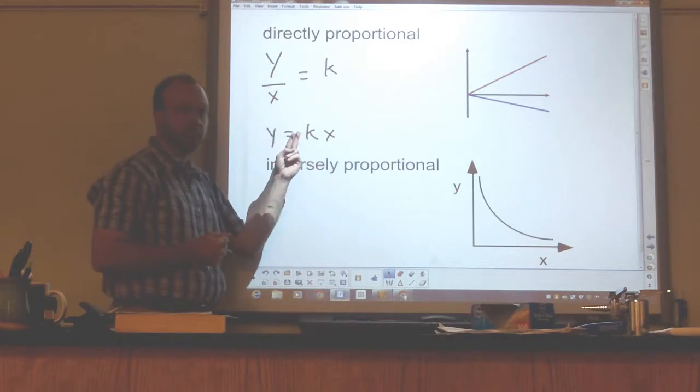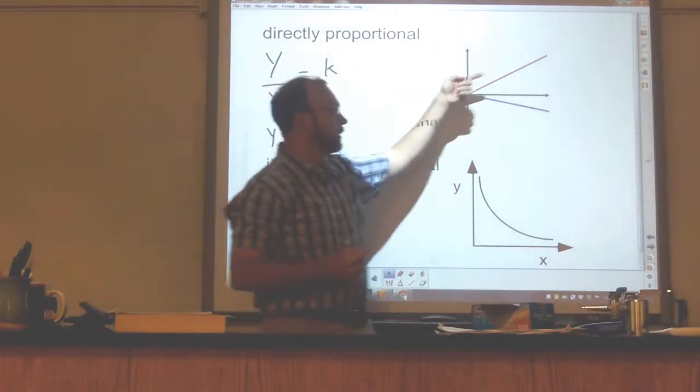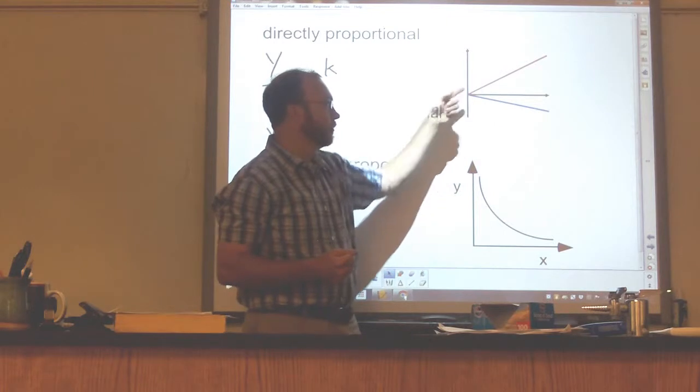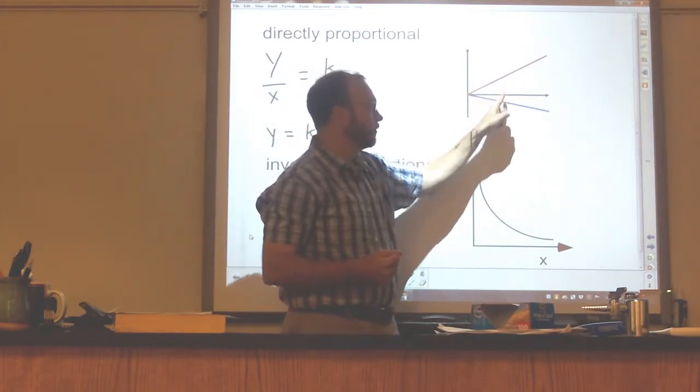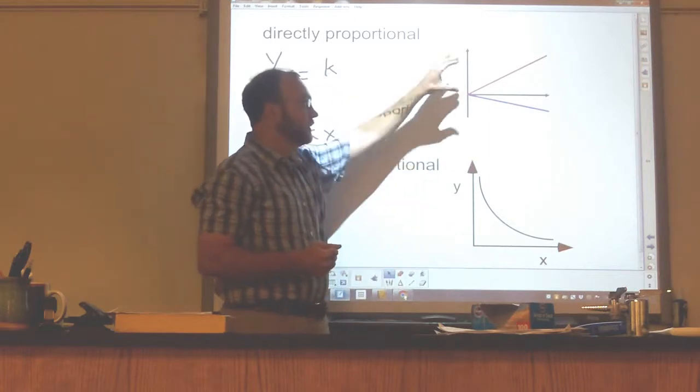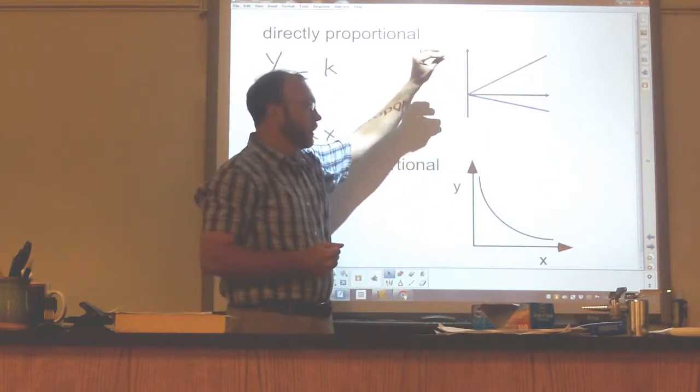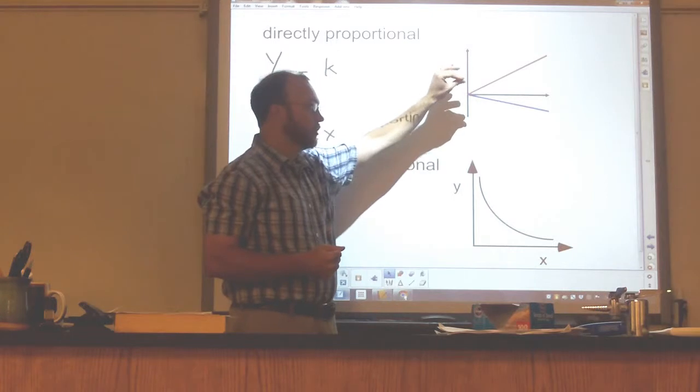Now that k could be positive or negative. So it could have a positive slope or a negative slope. When one variable goes up, the other could go up, or when one variable goes up, the other goes down. The key thing is that they always have the same ratio.